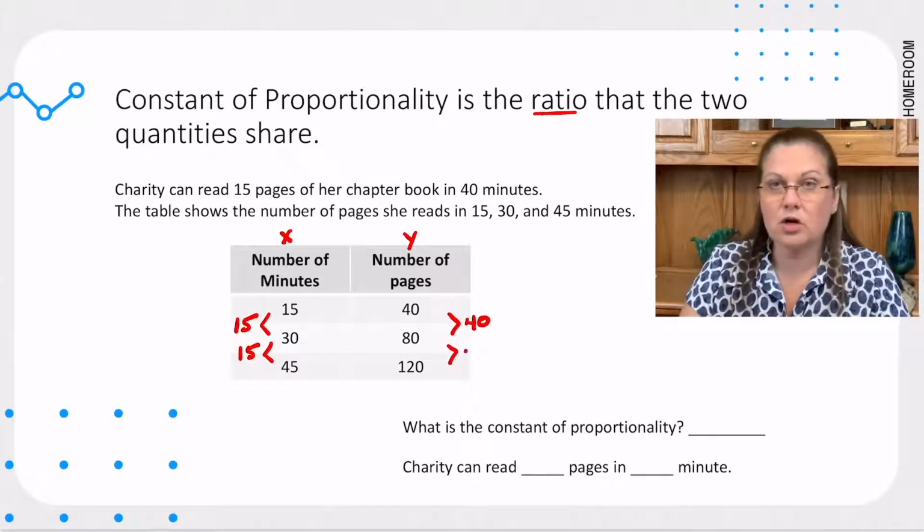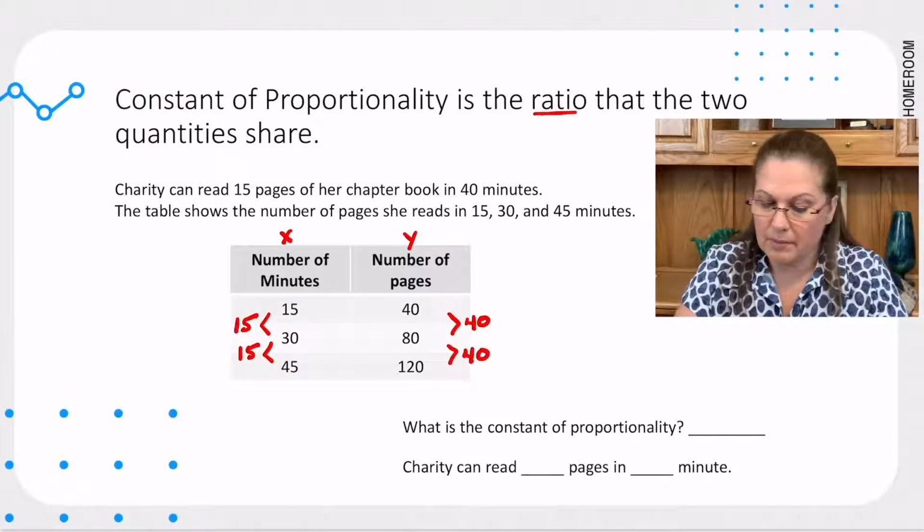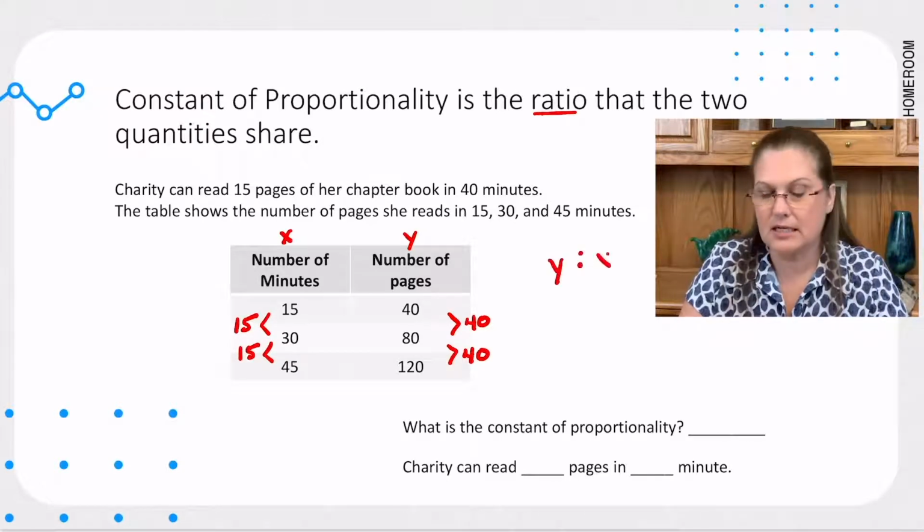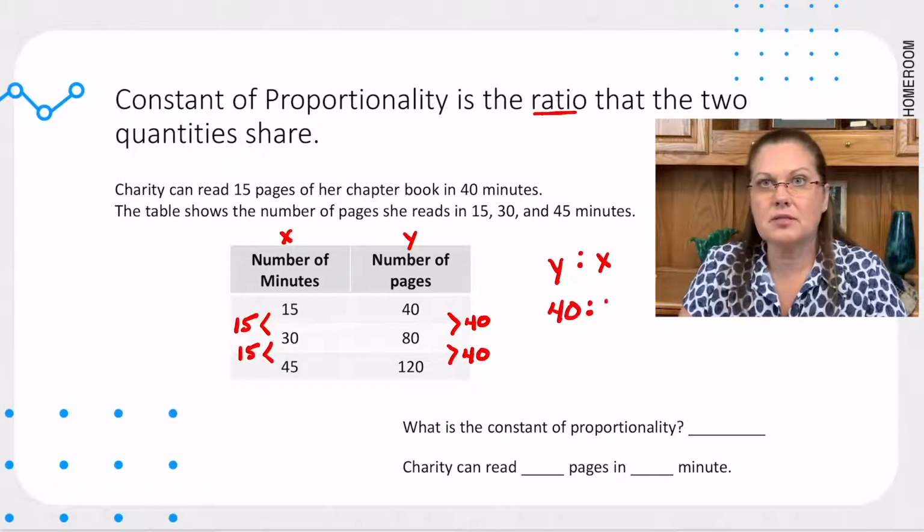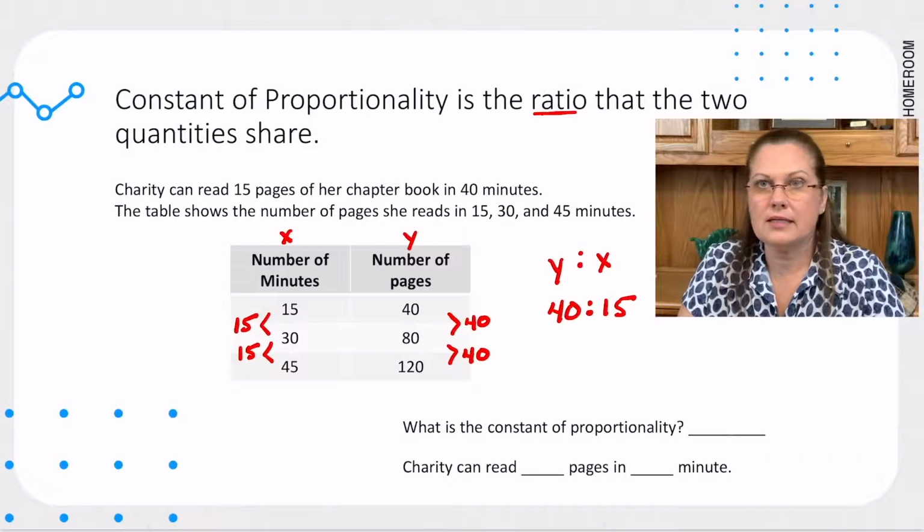So what is our ratio? Remember, it's always y to x. So our ratio is going to be 40 to 15. Now, can we simplify this? Absolutely. And we really need to take it down as far as we can go. Sometimes we can take it down to unit rate, or sometimes we can get it close. It all depends on what you're really looking for as your answer.